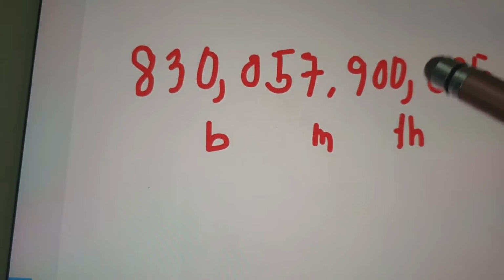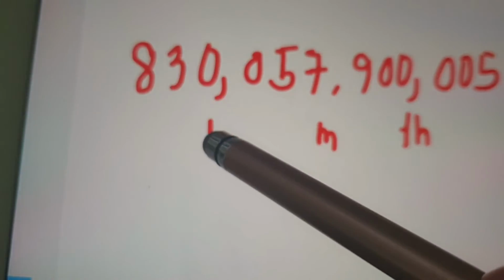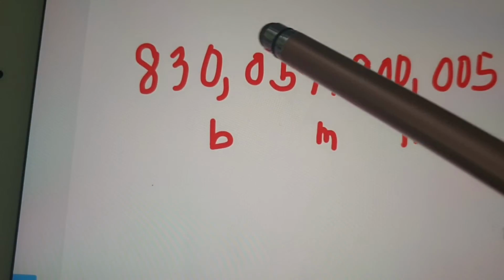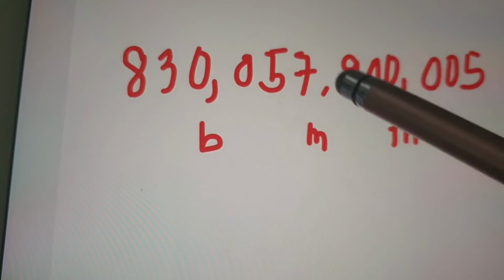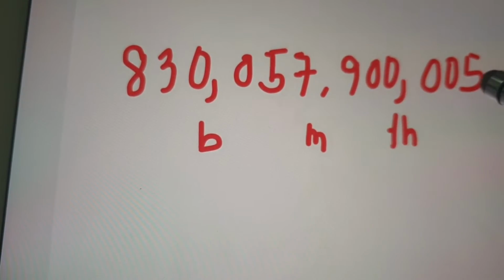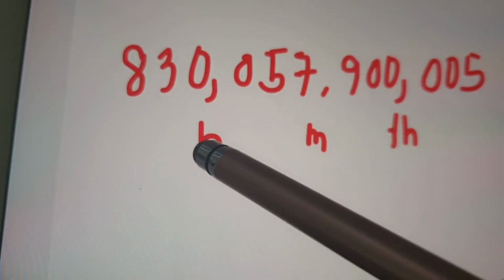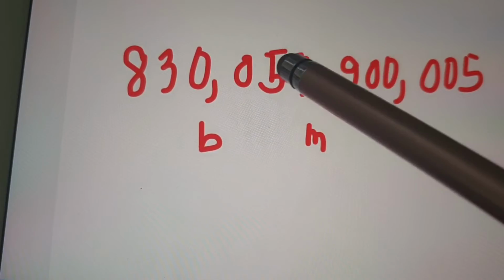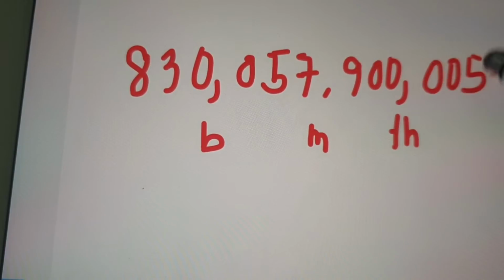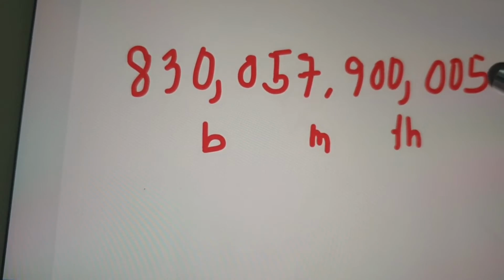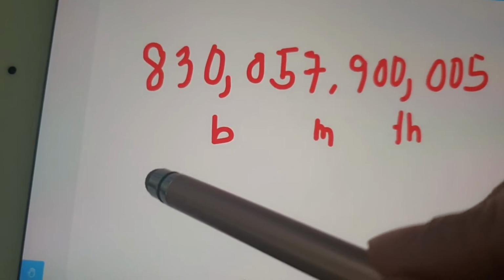Now let's read this together. 830 billion 57,900,005. That's very easy, right? Let's try one more example.